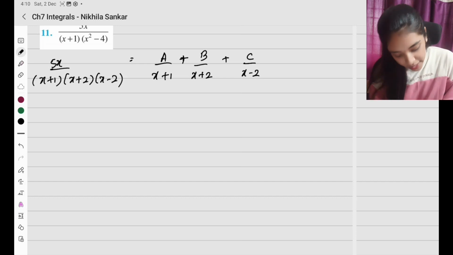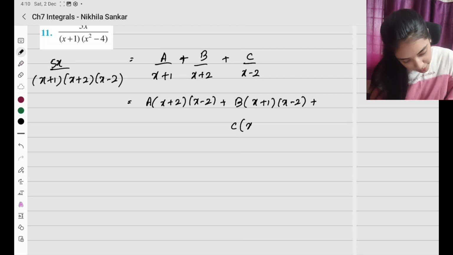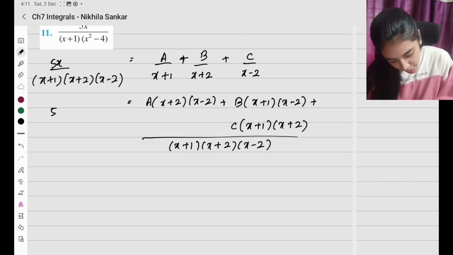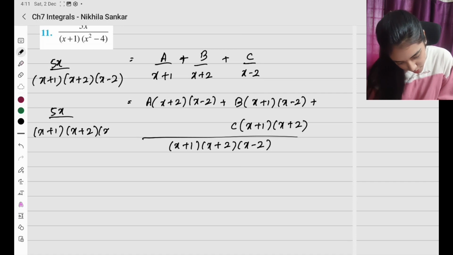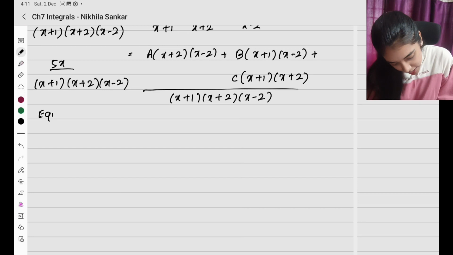When I take the LCM, I have a times what is missing? X plus 2 times x minus 2 plus b times x plus 1 times x minus 2 plus c times what is pending? X plus 1 times x plus 2. The whole divided by denominator enna? X plus 1, x plus 2, x minus 2. So in the pakkam I have 5x divided by x plus 1, x plus 2, x minus 2. Now, since the denominators are equal, I can equate the numerator.